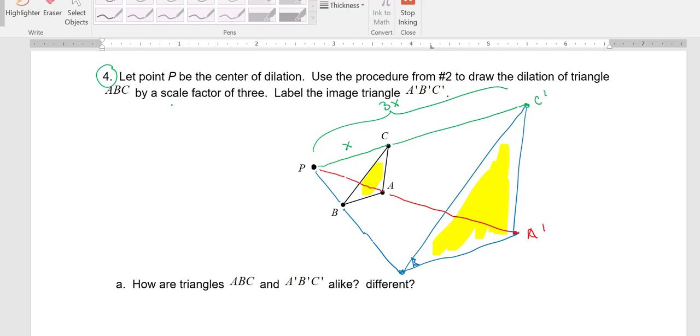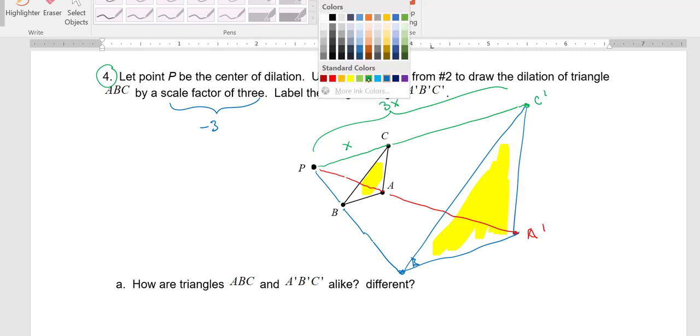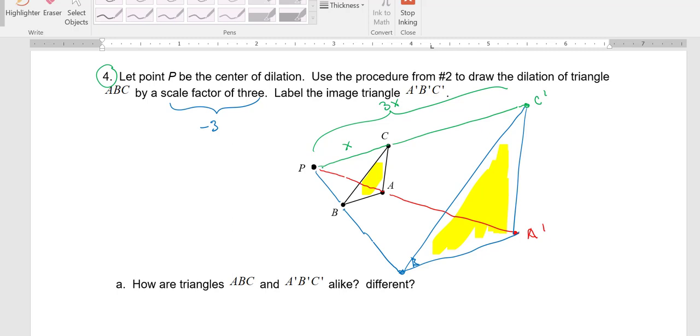If I said that the scale factor was -3, what that would mean is if in the original part, when we were finding the C prime, so this is x, that would mean that instead of going 3 times x in that direction, it would just go in the opposite direction. So it would go 3 times x, but in the opposite direction over here. So this would be where C prime would be. And then likewise, you can do that with all the other points, A prime and B prime there. Just wanted to point that out when you have a negative scale factor.